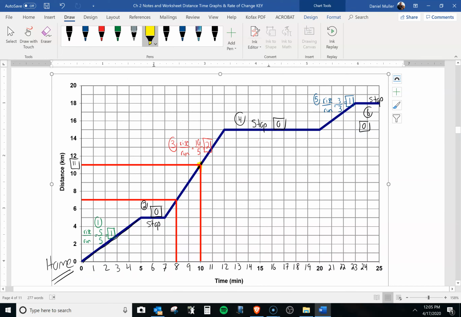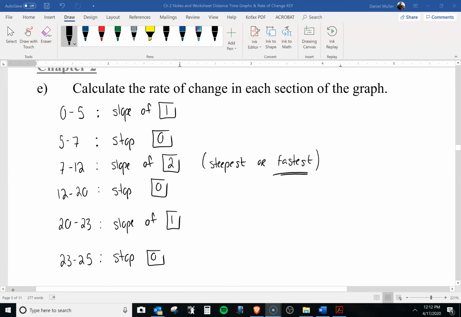So I guess I would just have to now translate that over to my drawing here. So I'll do that, and I'll get back in a moment. All right, so rate of change in each section of the graph, and we'd already calculated this. I just wrote this down here, so you can always pause it if you need to and copy it. We have here 0 to 5, so in the first 5 minutes we have a slope of 1, and then we stop for 2 minutes, and then we have another slope from 7 to 12 of 2, which is definitely the fastest.